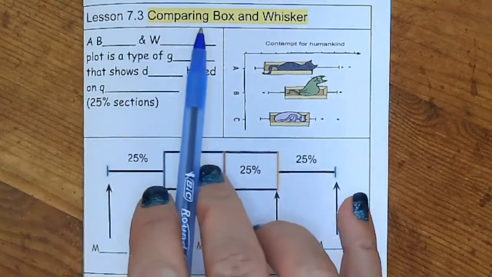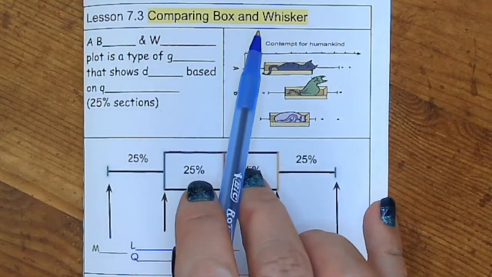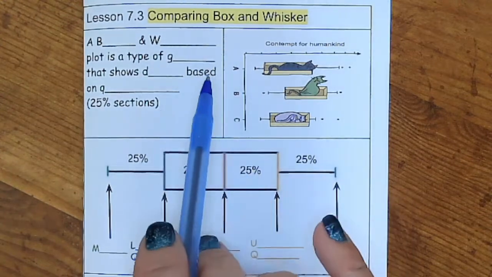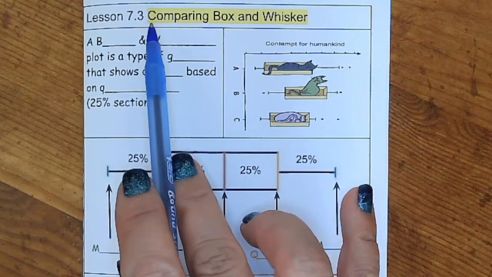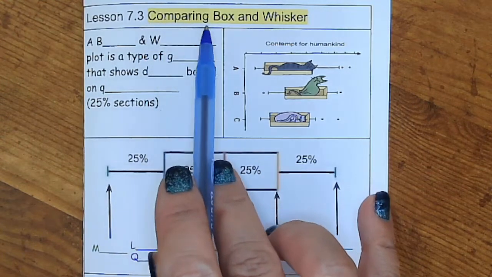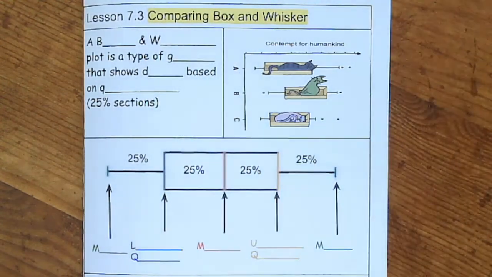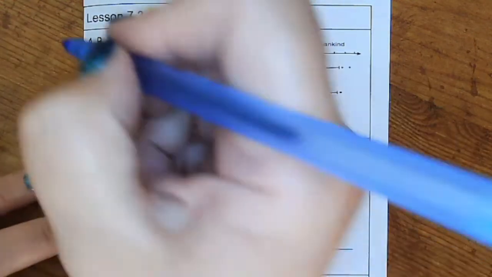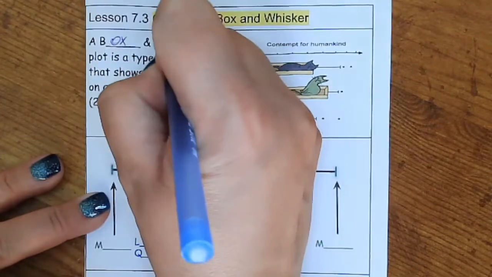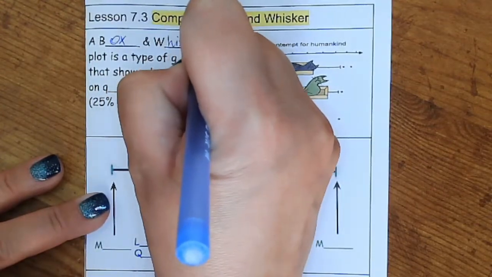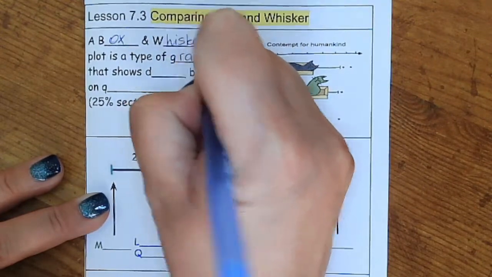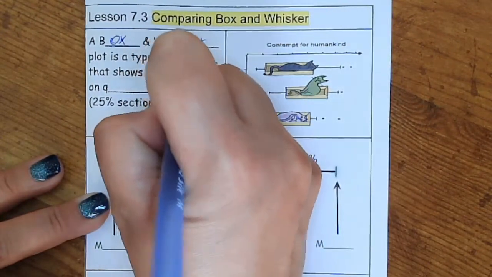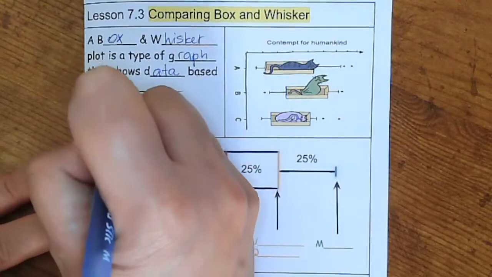In this video, we'll be comparing sets of data that are represented in box and whiskers. So we'll review what the definition is and what the components of the box and whisker plot are, and then see how to analyze the data. So a box and whisker plot is a type of graph that shows data based on quartiles.